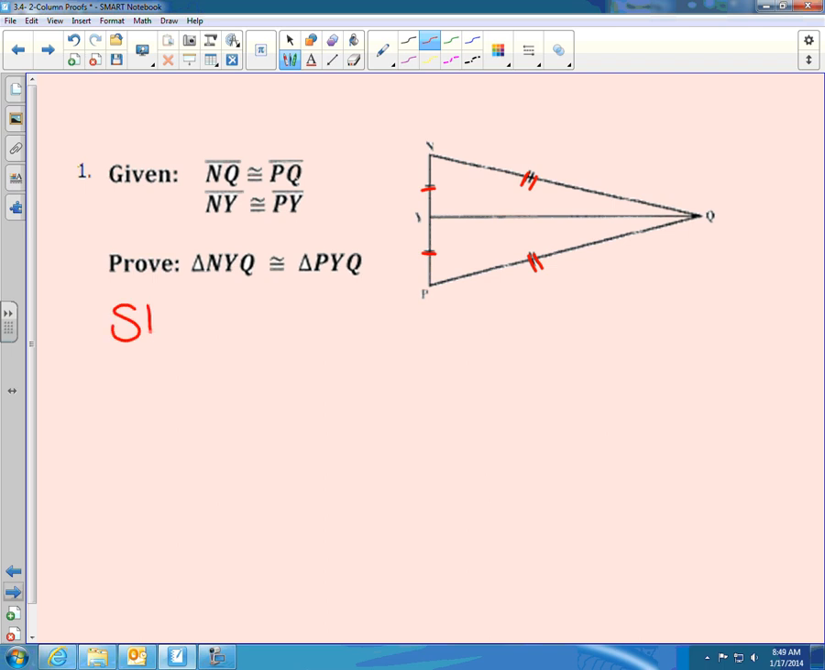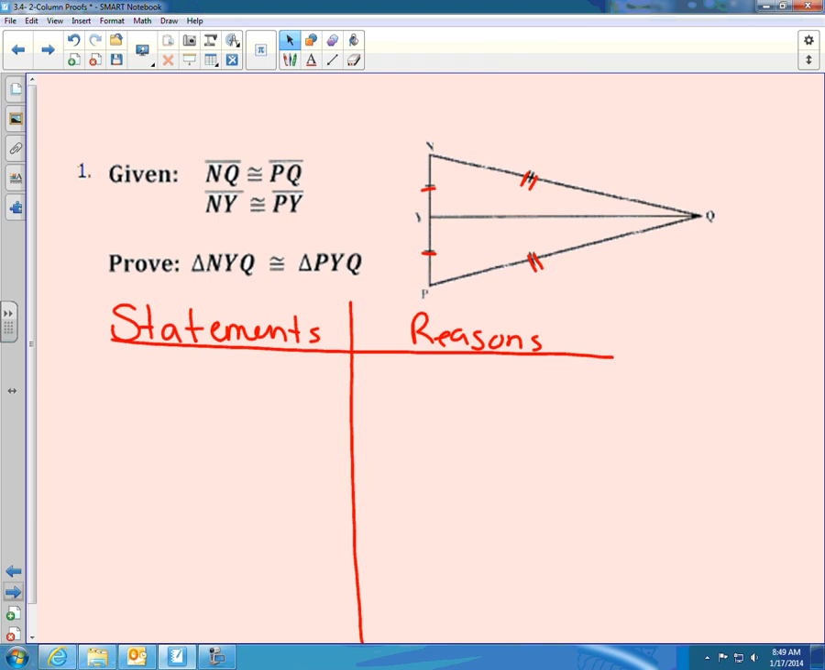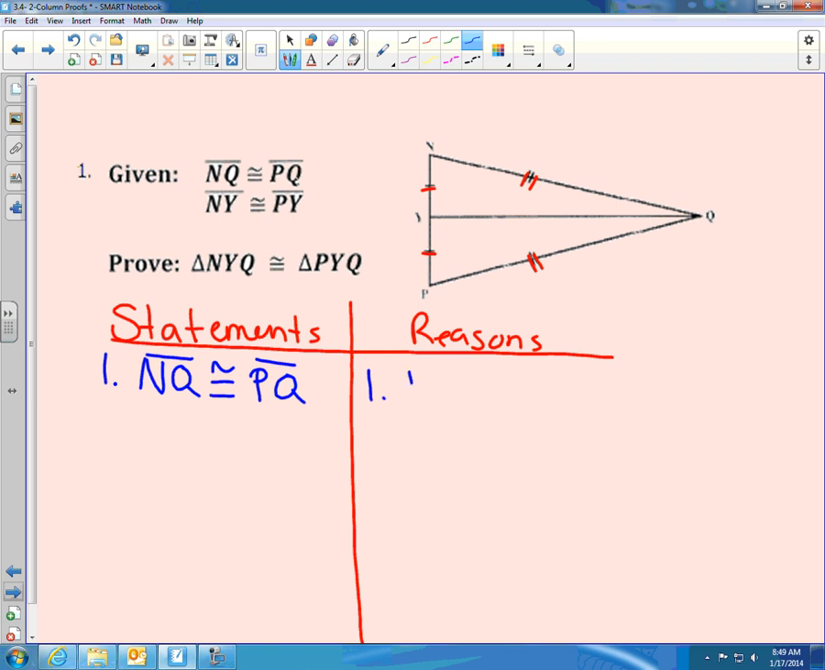So here's how we start a two-column proof. We have statements, and we have reasons. And we're going to make two columns. Our first statement or statements are always our given sentences. So NQ is congruent to PQ. And the reason is it's given.